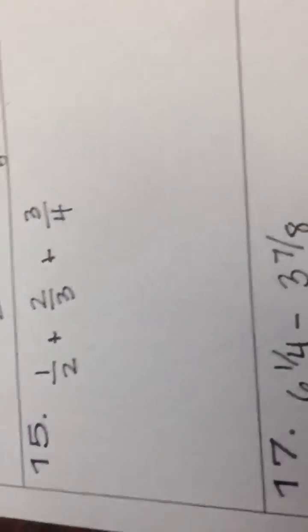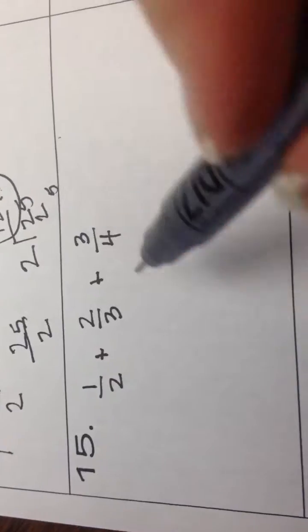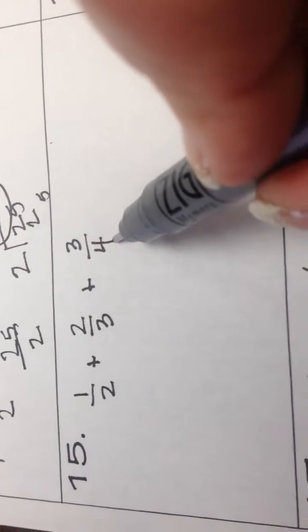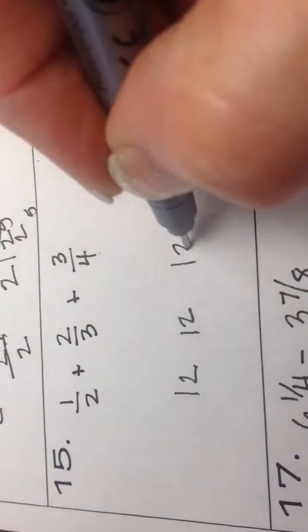All right, part 2. Here we go. 15 is all these fractions added together. Well, I can't add them because I don't have common denominators. The common denominator is going to be 12. So I'm going to put 12, 12, and 12.